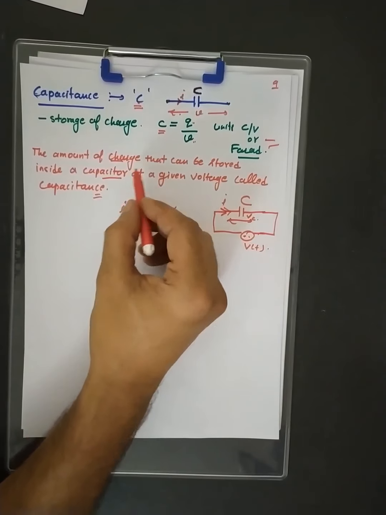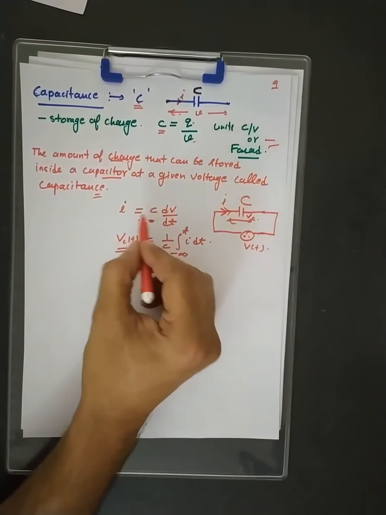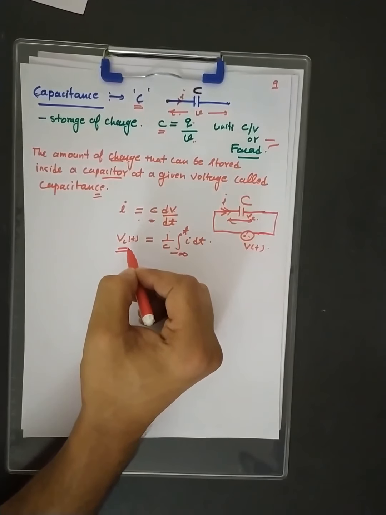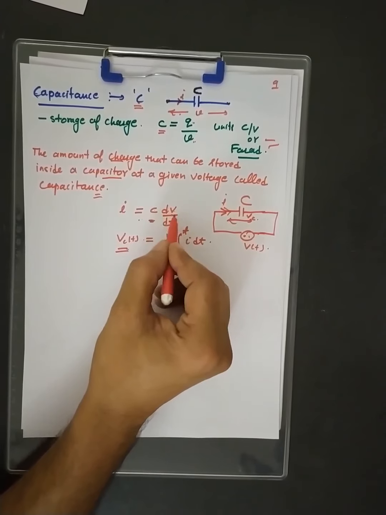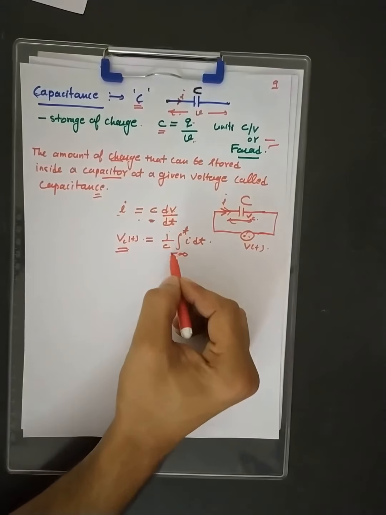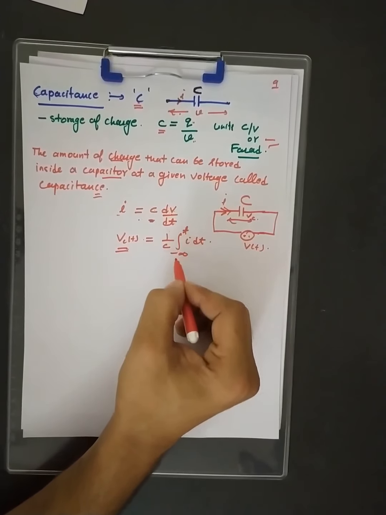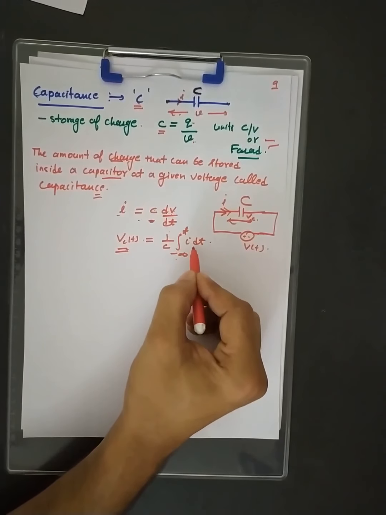So capacitance tells us amount of charge that can be stored. So I is equal to C dV over dt, and voltage is given by, you know, there is a differentiation of voltage. So when you are going to find out voltage, you have to integrate current. So C will come over here and you are integrating from minus infinity to t.